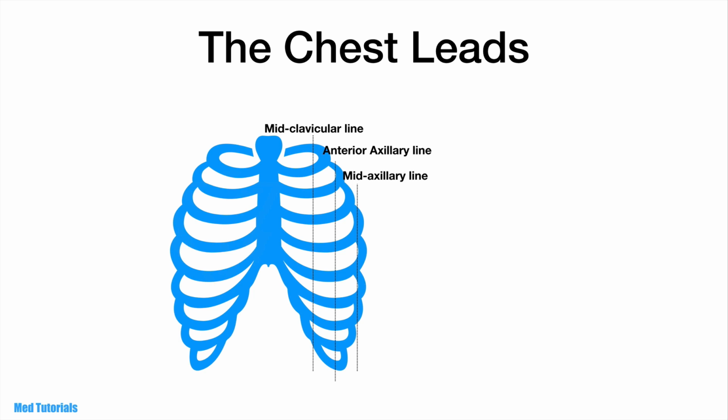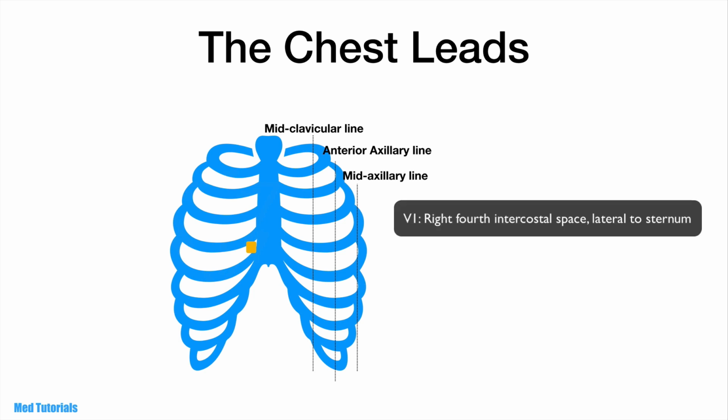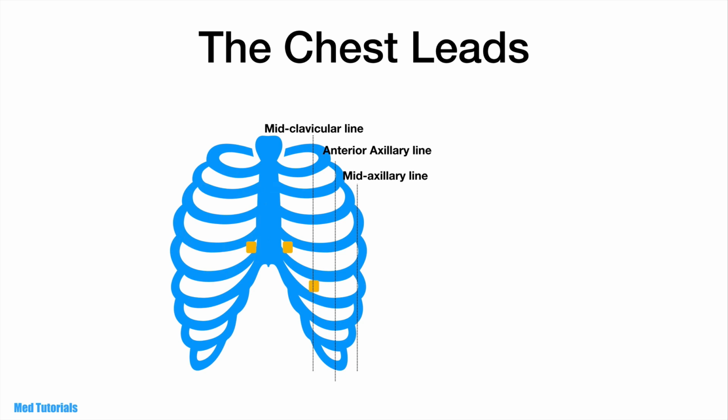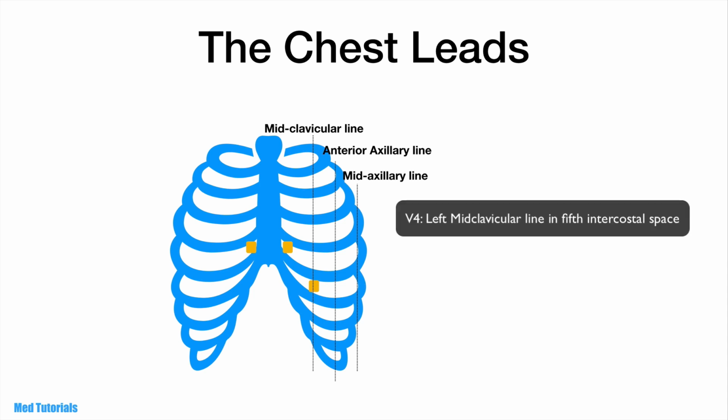Now coming to the chest leads. We have 6 electrodes that are attached to the chest wall using the rib cage along with the left mid-clavicular, anterior axillary and mid-axillary lines as markers. V1 is on the right fourth intercostal space just lateral to the sternum. V2 is on the left fourth intercostal space just lateral to the sternum. Then we go over to V4, which is in the left mid-clavicular line in the fifth intercostal space.